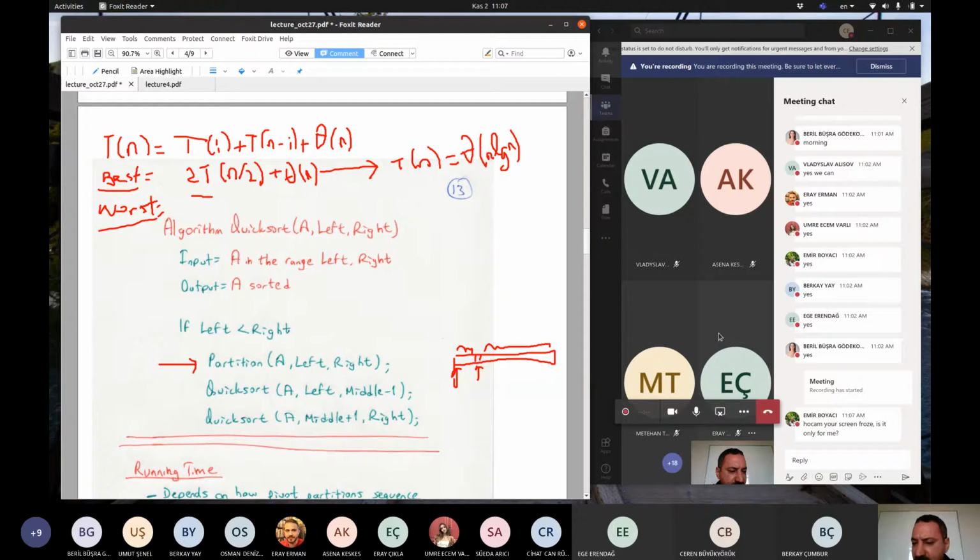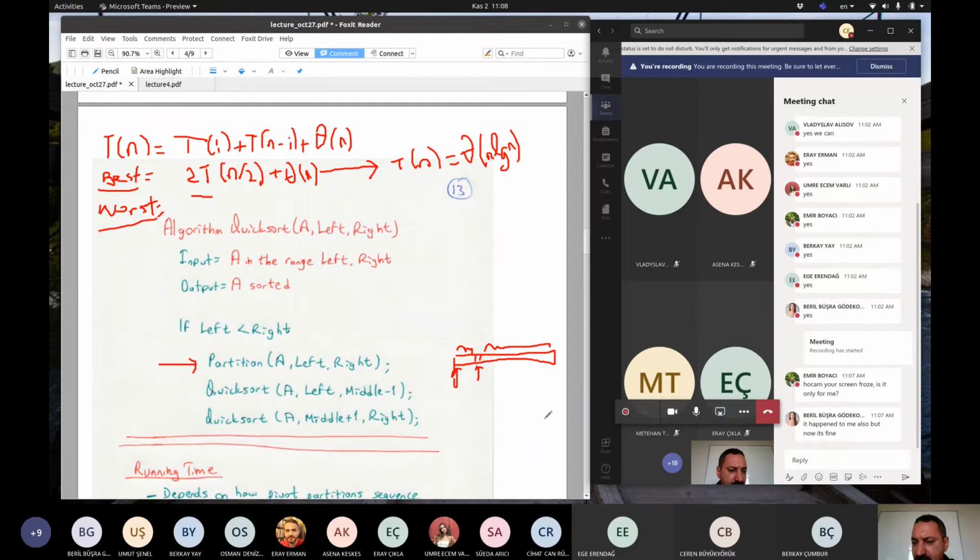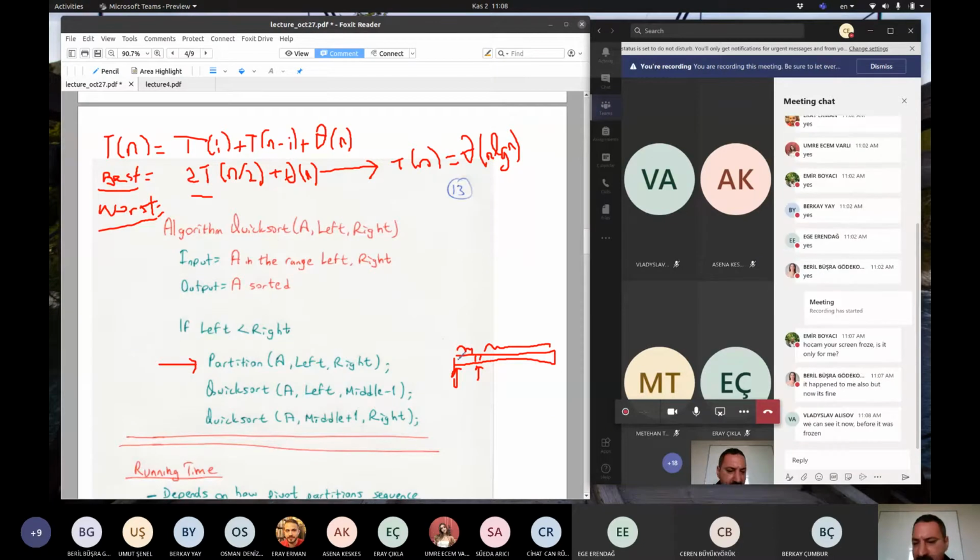Does anybody have a similar problem with Emir? Can everybody see the screen that I'm sharing? Does anybody have any problems viewing the lecture? Okay, if it is fine now, then we can continue. For the worst case, we said that we will have it, due to the internet connection problem. So if it is fine now, we can continue.